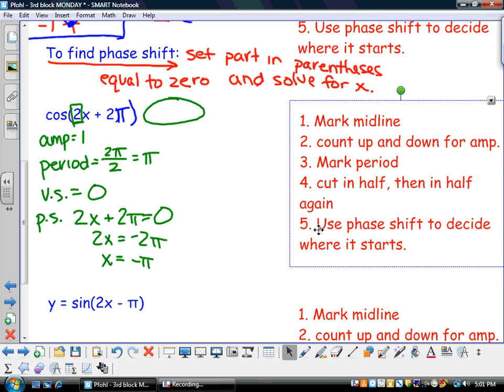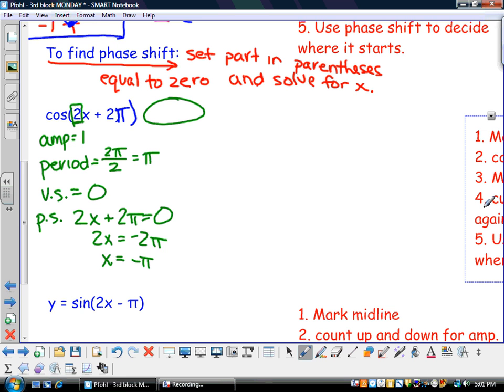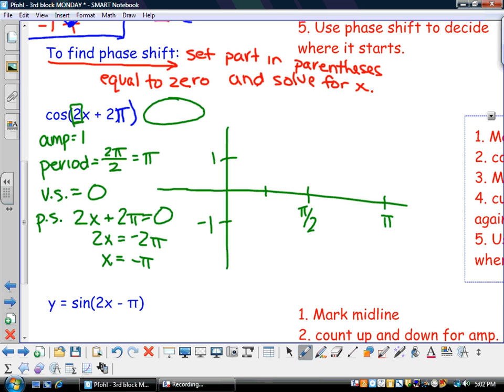To graph this, we are going to mark the midline, which is right at 0. Count up and down for the amplitude. Mark the period, cut it in half, and in half again. To get that last marking, we'll count pi over 4, 2 pi over 4. So this must be 3 pi over 4.